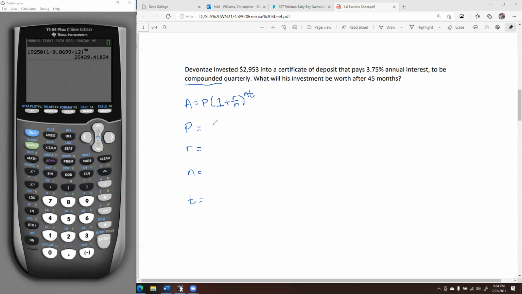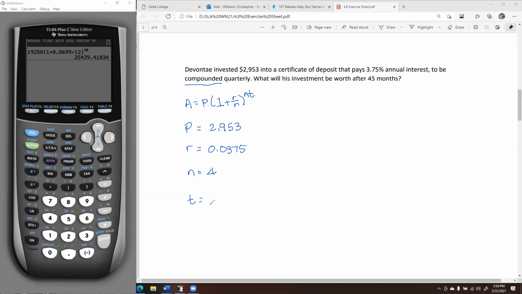Our principal amount, well, that's going to be our 2,953. Our rate is going to be 0.0375. Our N, because we're compounding quarterly, and there are four quarters in a year, that's going to be 4.